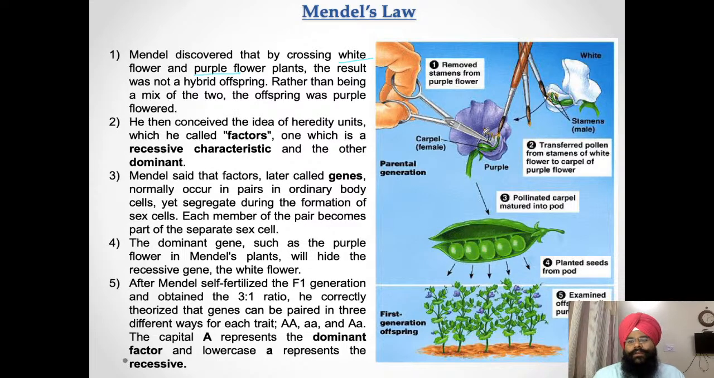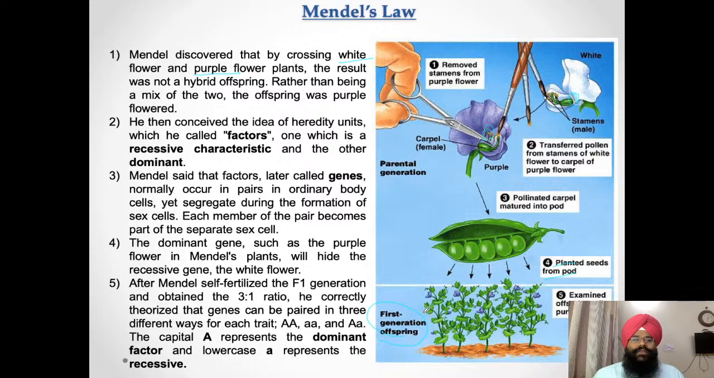So when he mixed the purple flower and the white flower, he removed the stamens from the purple flower, and from the white he took the stamens, and then transferred the pollen from the stamens of the white flower to the carpel of the purple flower. Then they pollinate, mature into pods, and the seeds from the pods were planted. Then we examined the offspring, all purple flowers. So the first generation, F1 generation, came out to be all purple.